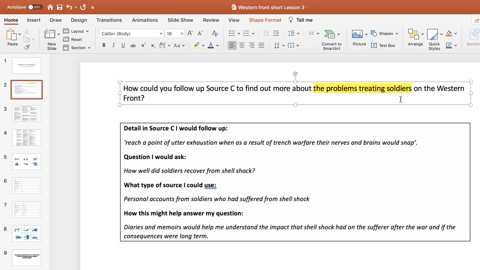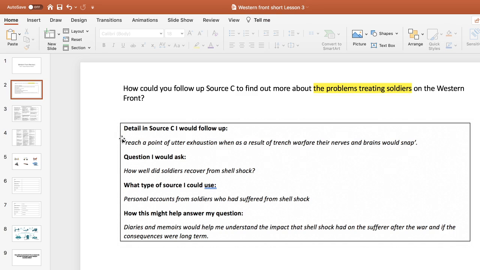So if we look at the first one, each one accounts for a mark and then 4 marks in total. If you answer the last one but you haven't answered the first 3, you're not going to get the mark because it's in succession, you have to answer these ones to get the ones below. So for the first question here, it asks you to pick out a detail in the source that you would follow up about a particular topic. So in this case, the problems treating soldiers.